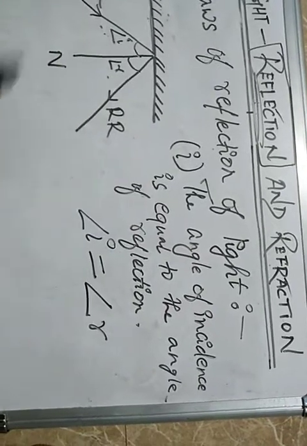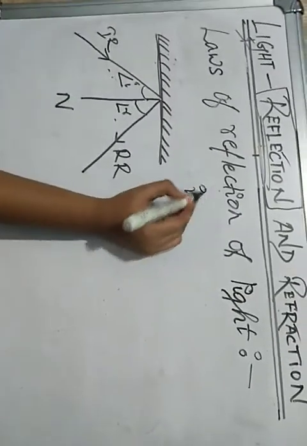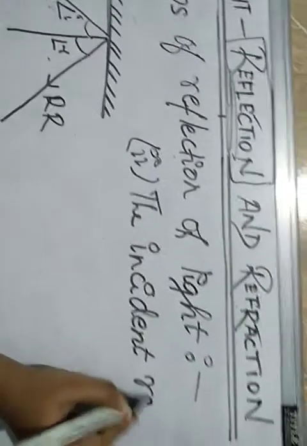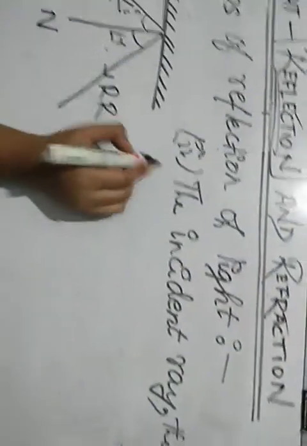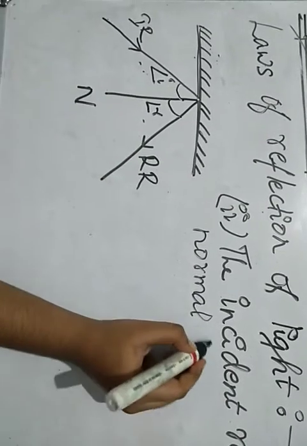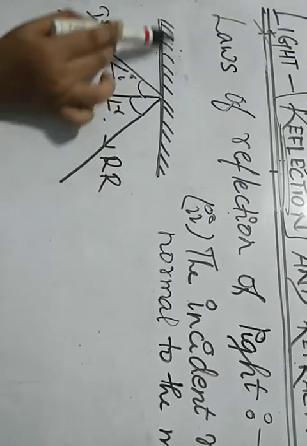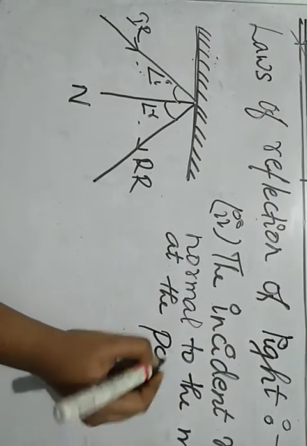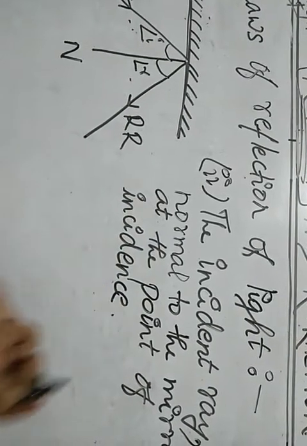Now I will teach you the second law of reflection. The second law of reflection says that the incident ray, that means this ray, the normal, that means the perpendicular line, this is the normal N, to the mirror. Just take this to be a mirror because this is a smooth surface and here is a rough surface. So the normal to the mirror at the point of incidence.